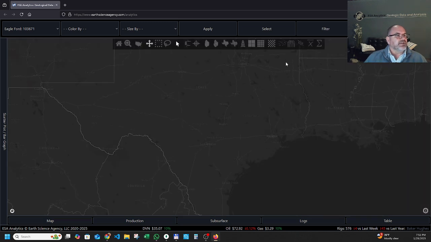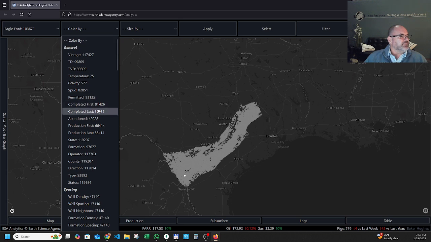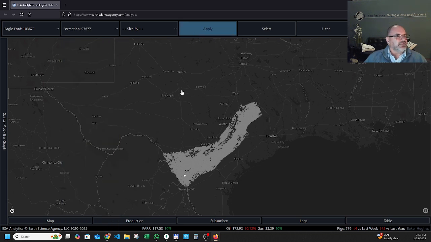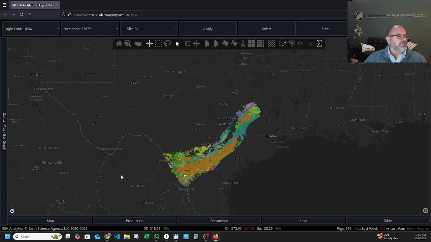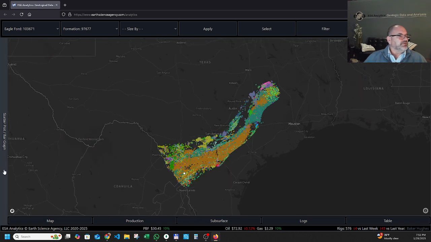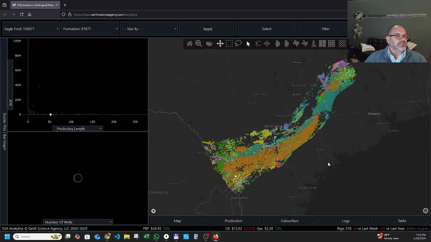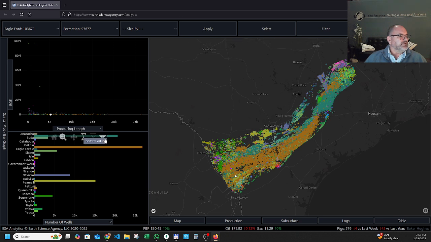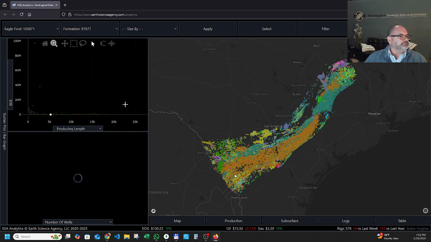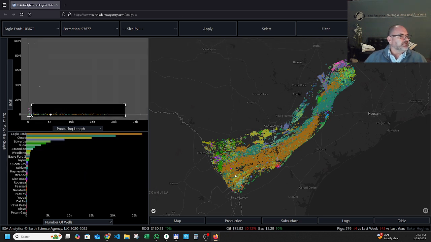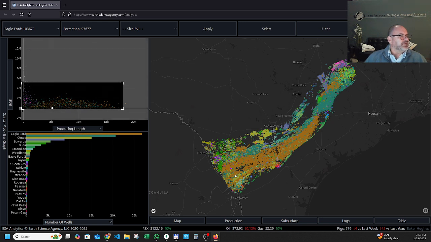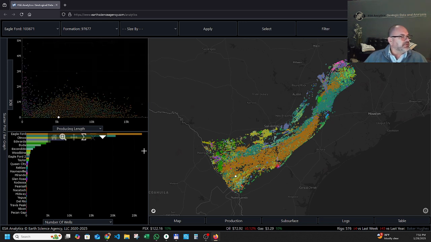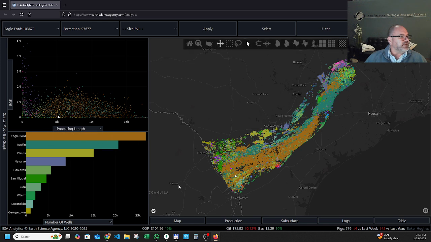So let's turn that off and turn the dots back on, and let's color by formation. I think it's important to get the lay of the land, and I think looking at formation is kind of the first basic thing to understand about a different region when you're getting into it. So I'm going to zoom in here just to give you a little more to look at with the scatter plot, and then zoom into the top formations.